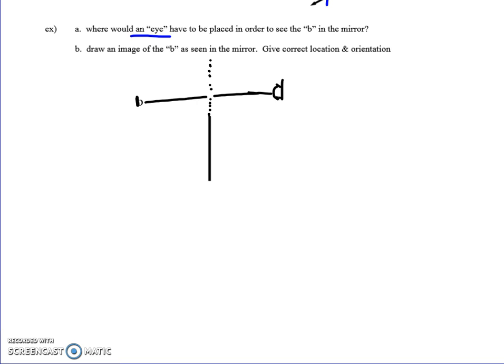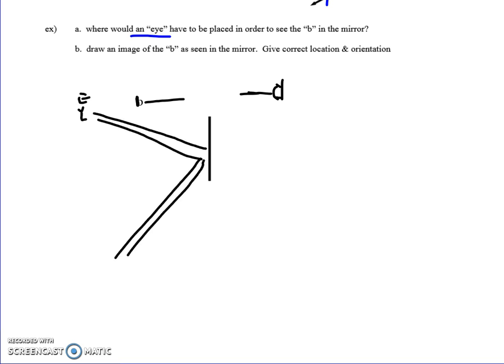So where would you have to place the eye in order to see it? Well, if you place the eye right here, don't do that. Any light coming from the mirror is not going to come from the dashed part. It's going to come from the solid part. So any light that's reaching your eye from the mirror must have come from over here. Okay, so I don't want to look there. The B is right over here.